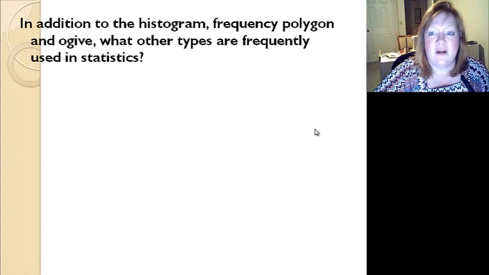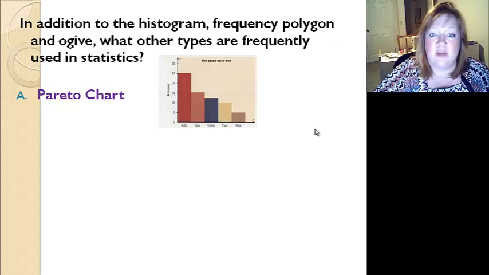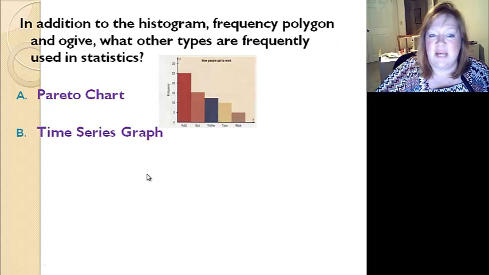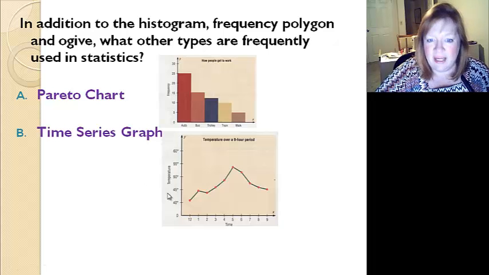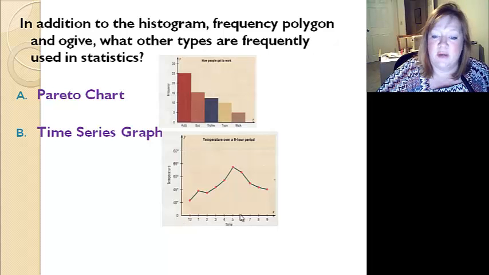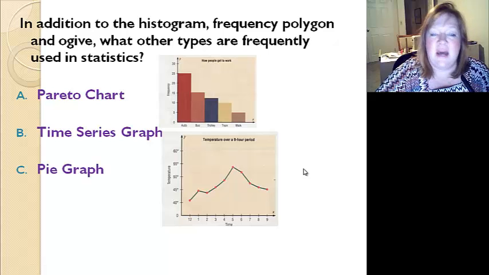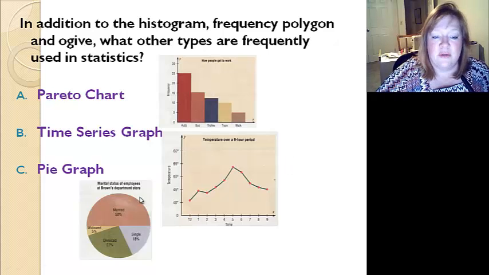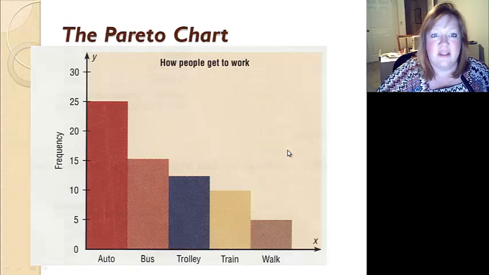So starting off, in addition to the histogram, we're going to be doing a Pareto chart. Does that look familiar? Bars. B is the time series graph, and that should look familiar as well. Time is on the x-axis, and you've got the points and the line. And then the pie graph, where we get to break out the protractors. Most of us are familiar with these three, so I think this section is going to be quick and easy. Let's get rolling.